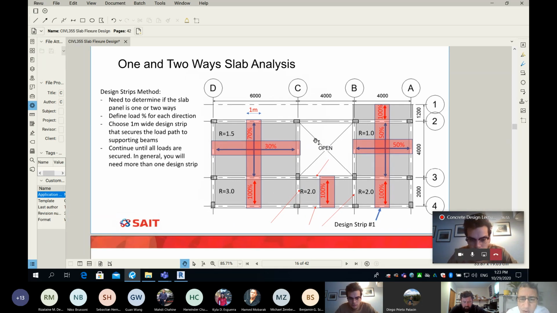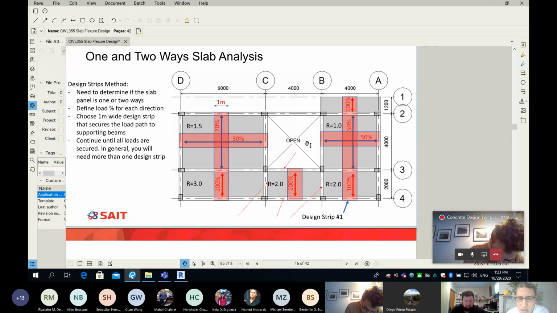First of all, it's called the design strip method. And what does it mean? Strip method means we're going to make some strips. Those strips, like I'm already showing them on the plan view, and I will show you how to come up with these strips.